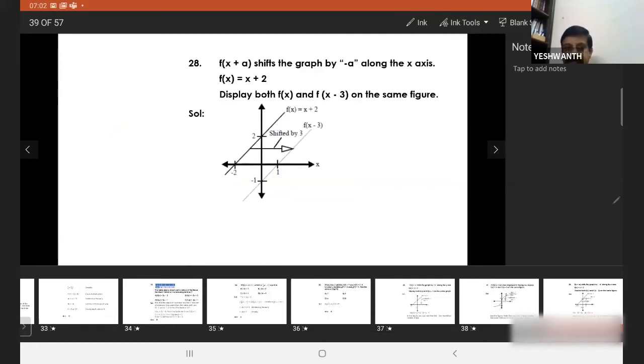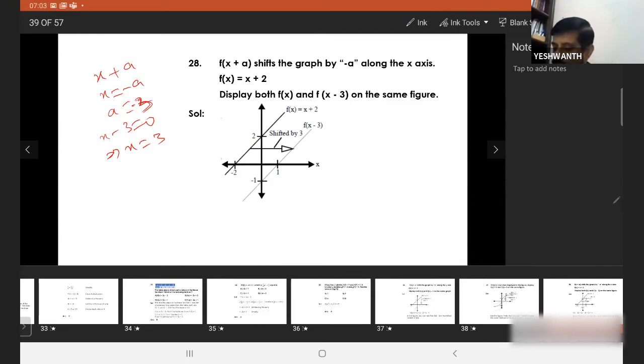So let's go to the next question. F of x plus a, you see x plus a, if a is positive, the graph is pushed to the left by a units. So what is that a? F of x plus a shifts the graph by minus a units along the x-axis. F of x is x plus 2. Okay, find the, sorry, f of x is x plus 2, not a equal to 2. F of x minus 3 means x minus 3 is 0, which implies x equals 3 units. So a equals minus 3.